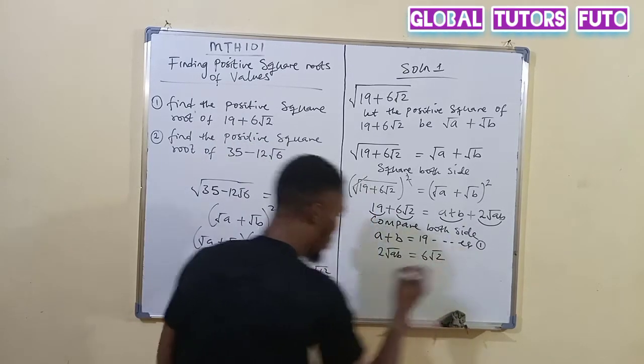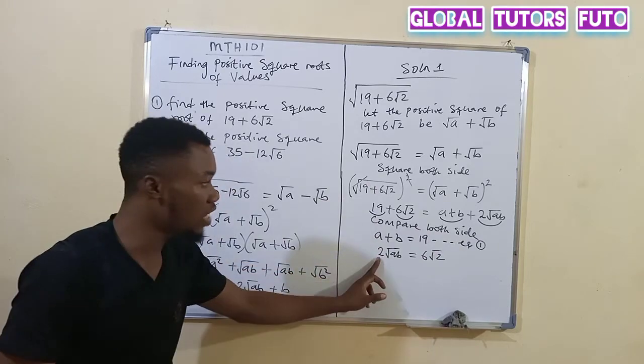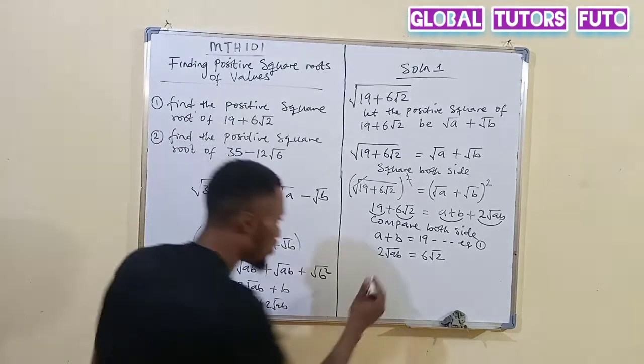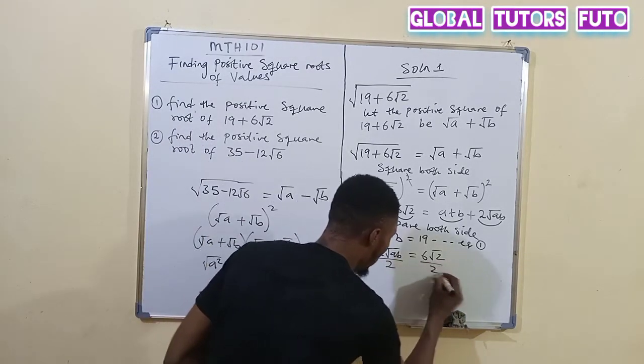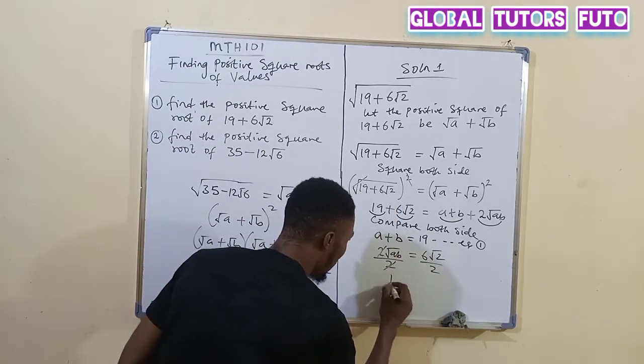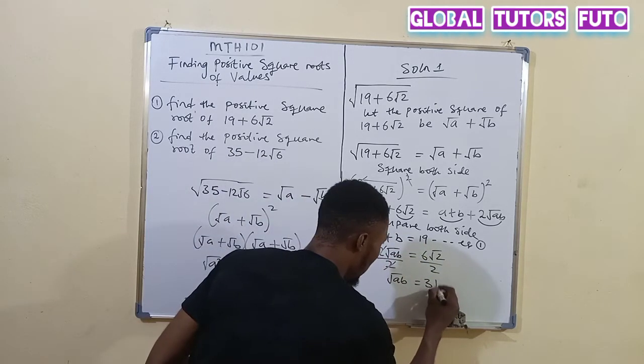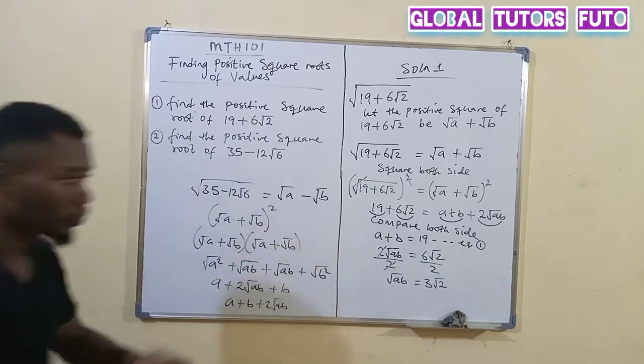6 root 2. So the question I'll ask myself is, this coefficient is 2 and this is 6. Can 2 go in 6? The answer is yes, 2 can go in 6. So let me divide both sides by 2. So 2 goes in 2, I will have root ab is equal to, 2 goes in 6 will give me 3 root 2.